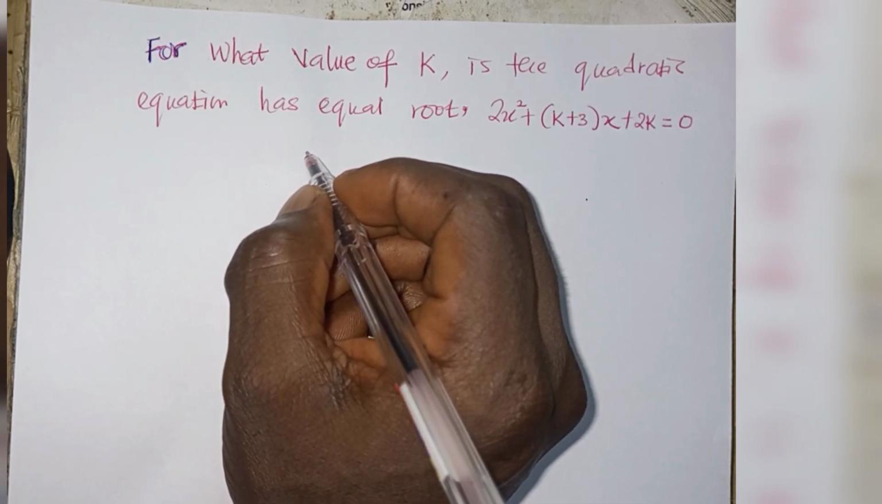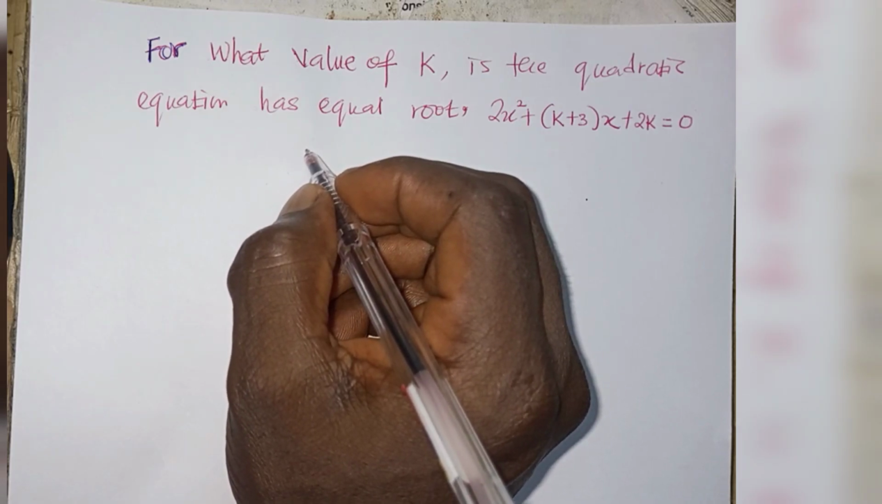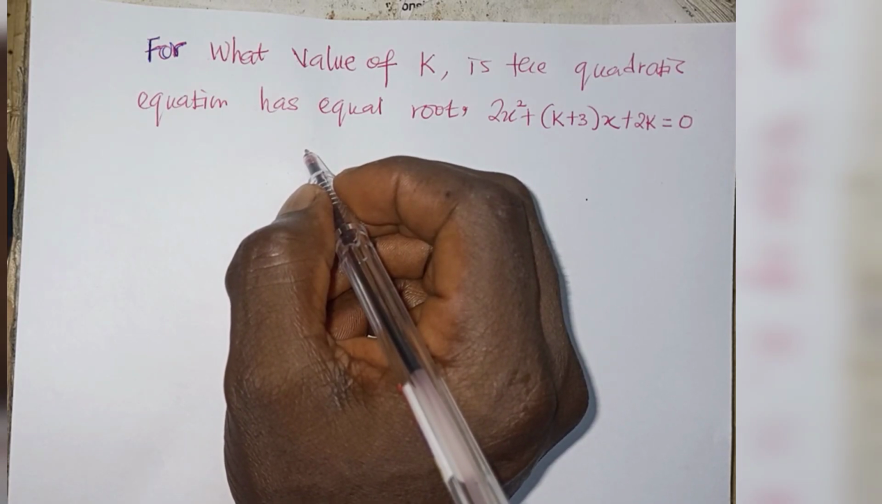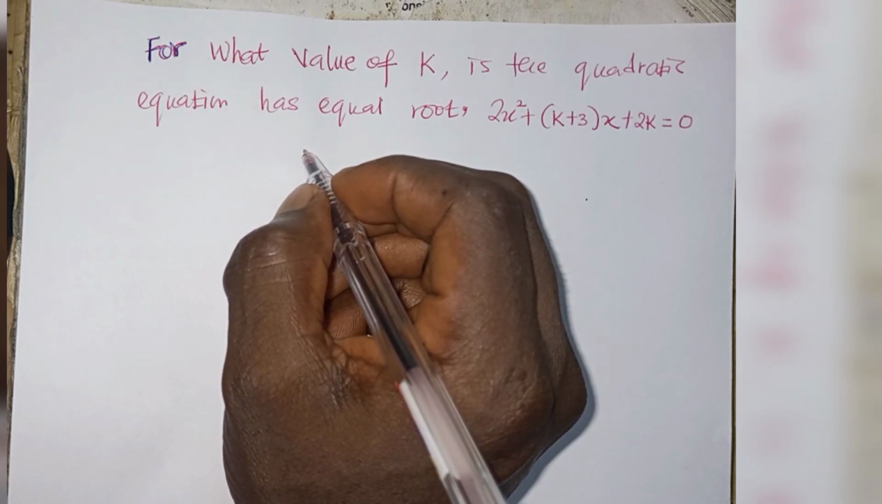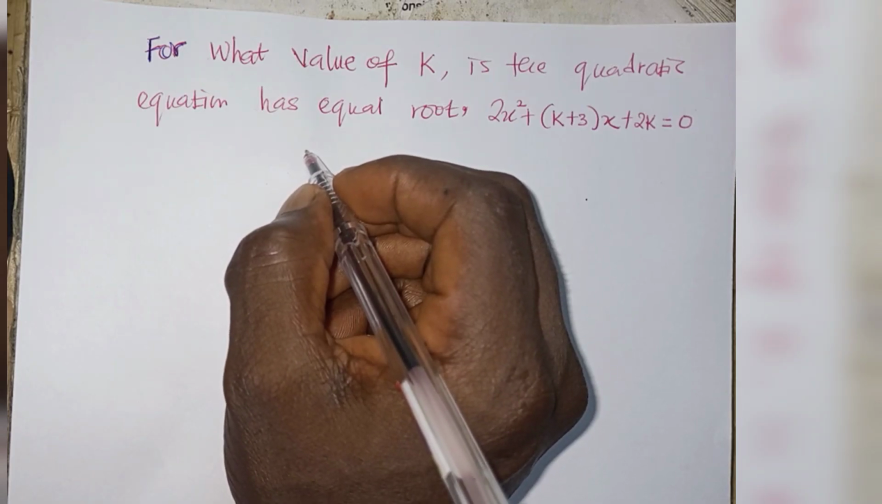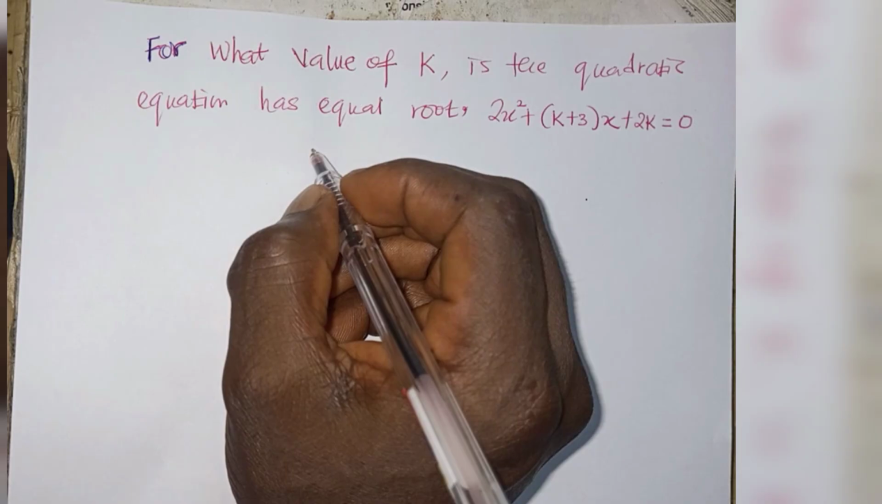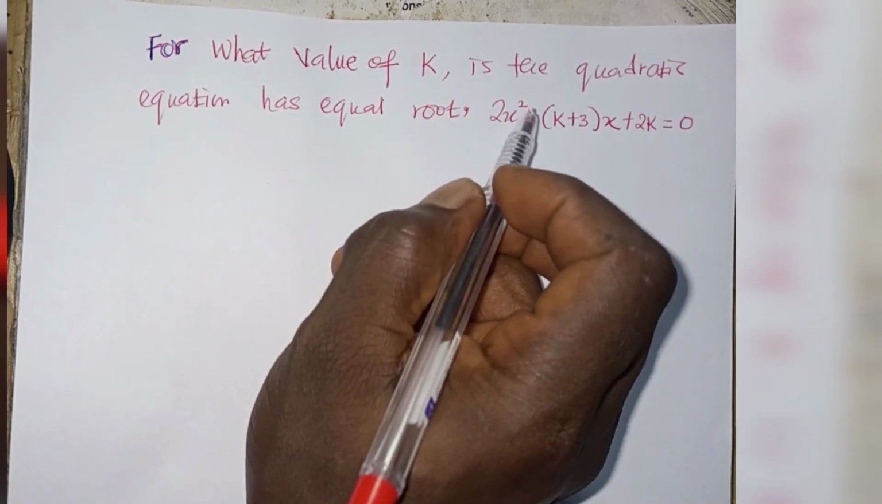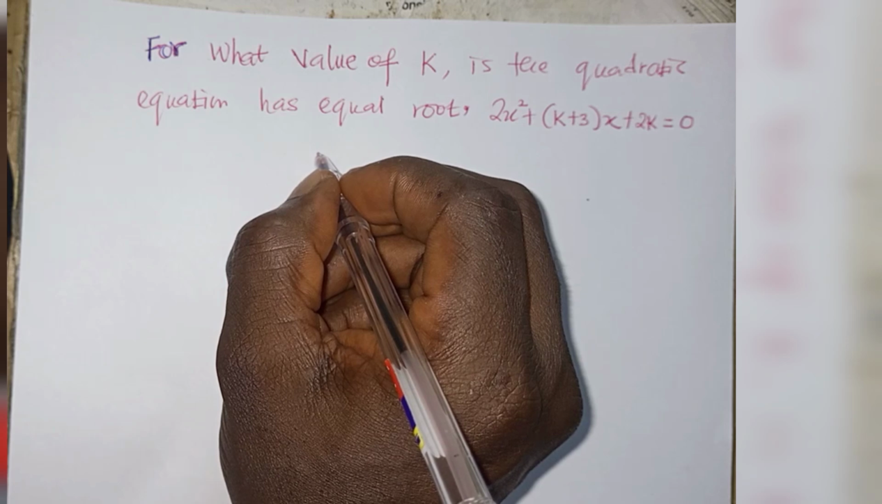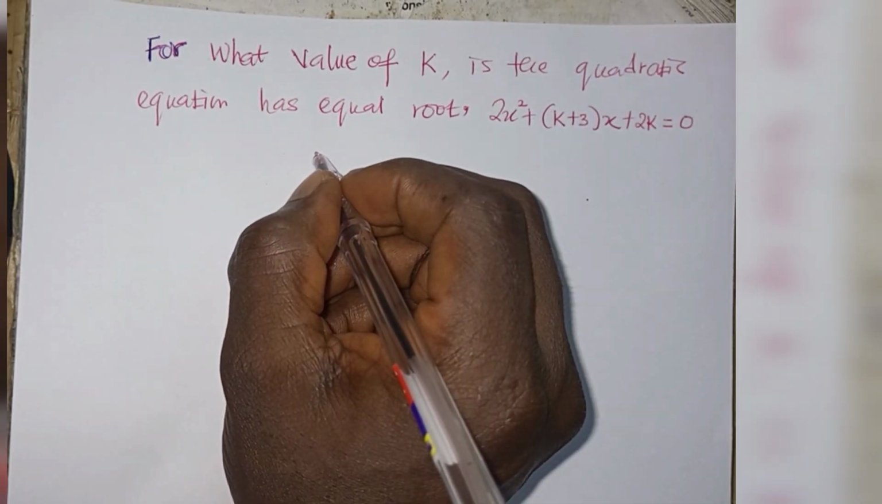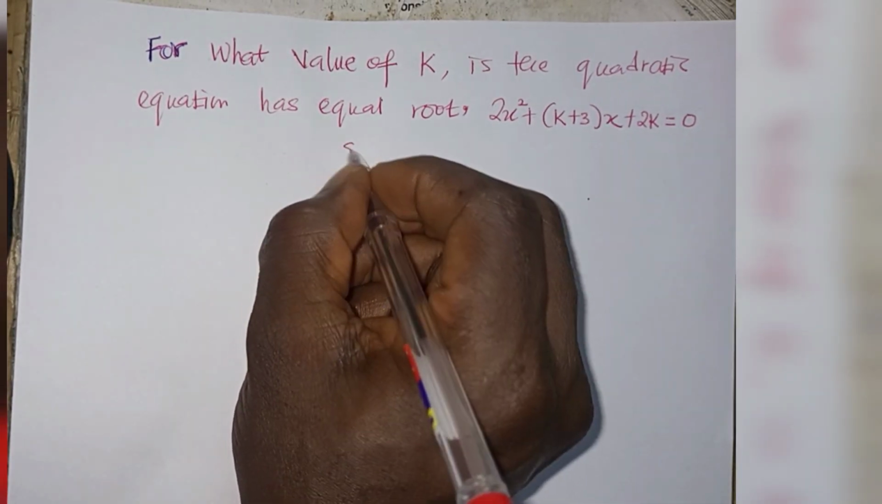Let's look at this question. The question says, for what value of k does the quadratic equation have equal roots? The quadratic equation is 2x² + (k + 3)x + 2k = 0. We are looking for the value of k for which this quadratic equation has equal roots. It is very simple, but you have to use the principle of discriminant. According to the principle of discriminant, let's go.